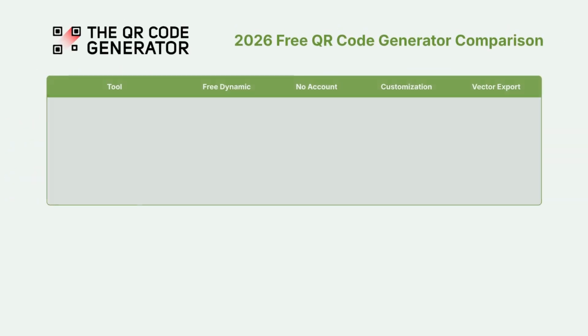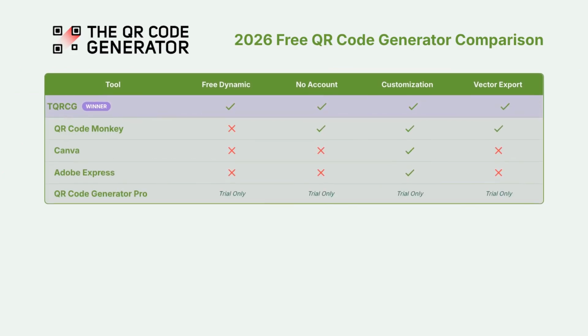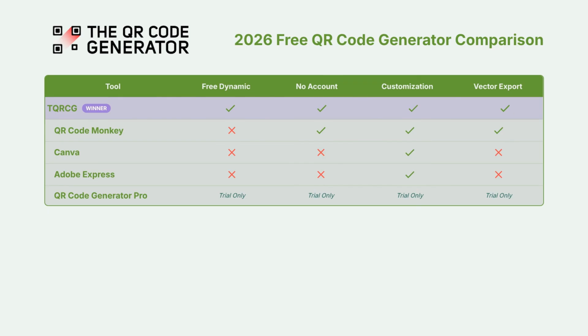Here is the final comparison of all the 5 tools available. The QR Code Generator, or TQRCG, stands out for genuinely free dynamic codes with no expiry, no sign-up required, customization, and vector export, making it the strongest free option with more features that unlock once you upgrade to a paid plan.